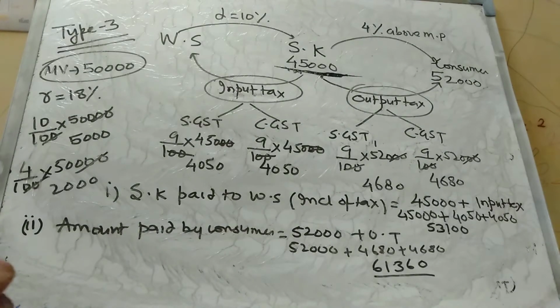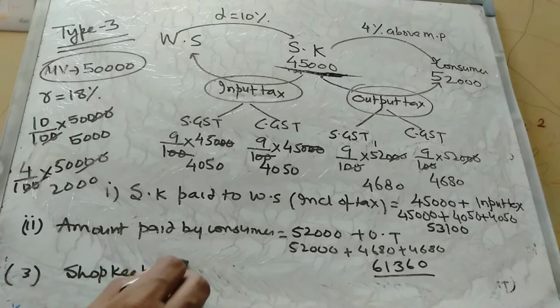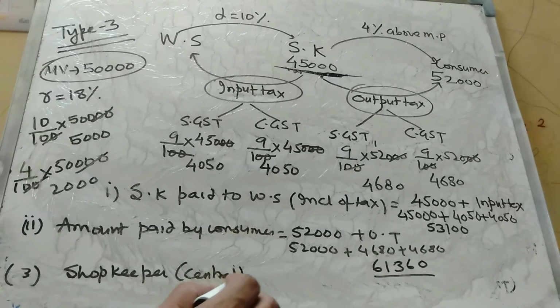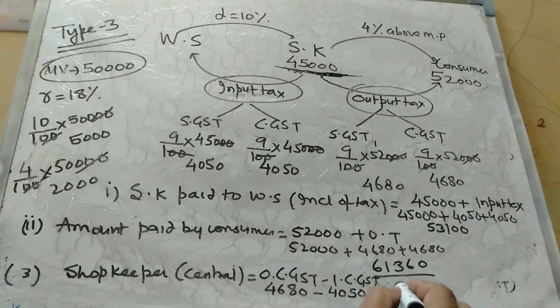And in the third part, the tax paid by the shopkeeper to the central government. That is output CGST minus input CGST. Output CGST is 4680. Input CGST is 4050. So 630 rupees would be the tax paid by the shopkeeper.